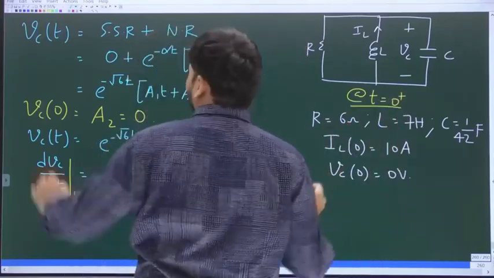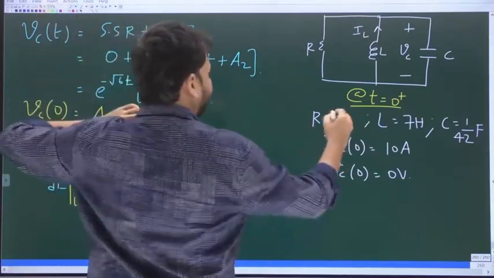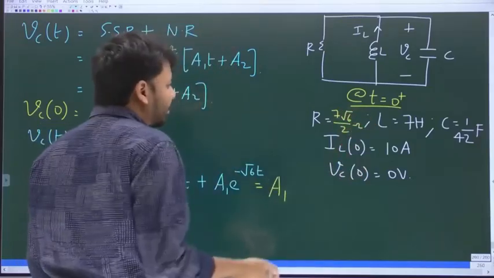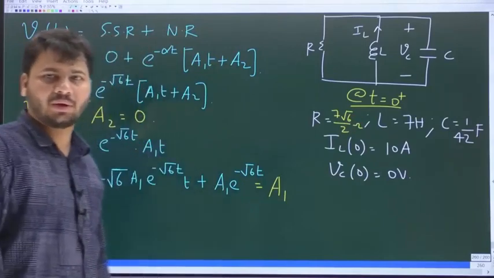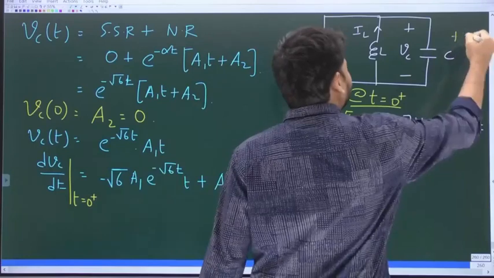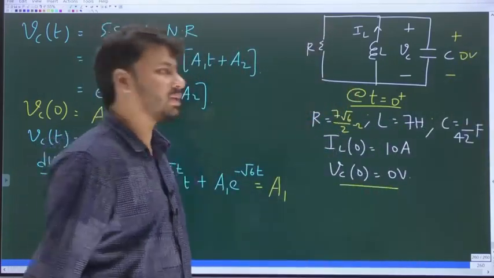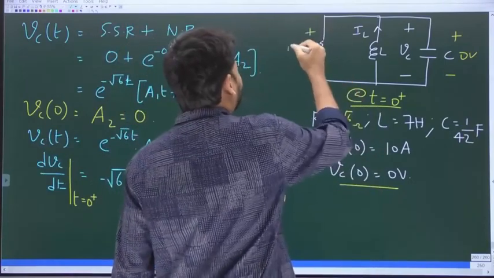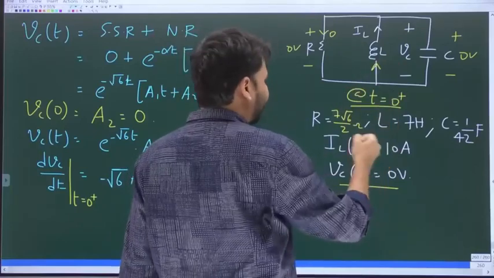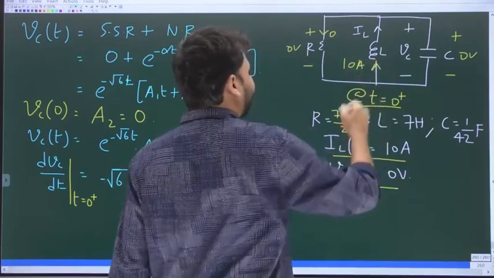And by the way, the value of R now is 7 root 6 by 2 ohms. But that does not make any difference for the value of dVc by dt at t equal to 0 plus, because anyway at t equal to 0 plus the voltage across the cap will be 0, because Vc of 0 is 0. Now the drop across R will also be 0. So the current through R will be 0. What is the current through the inductor at t equal to 0 plus? Same as IL of 0, which is 10 amps.